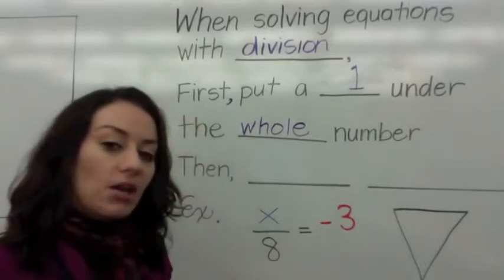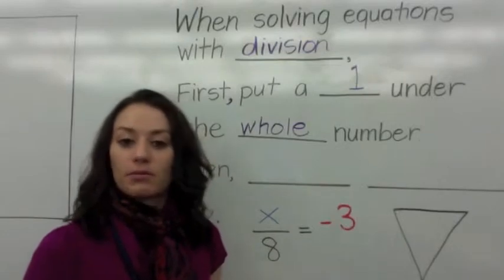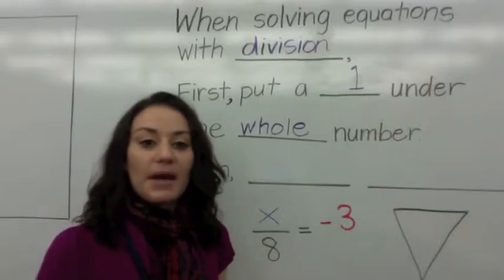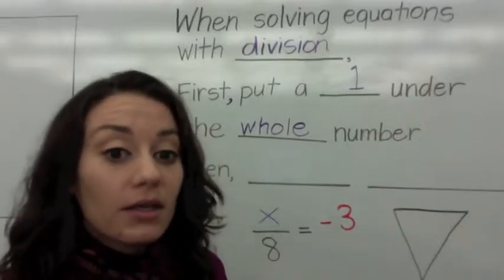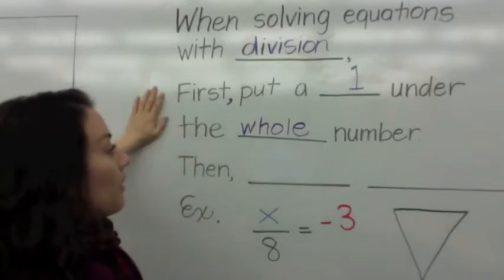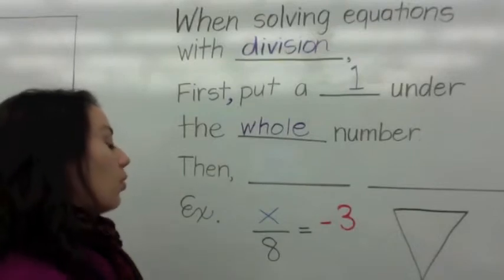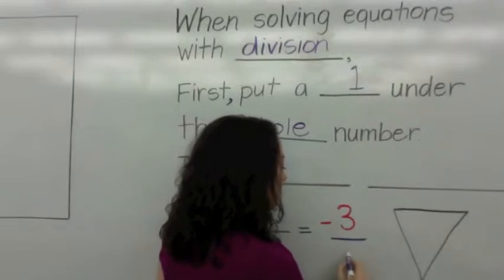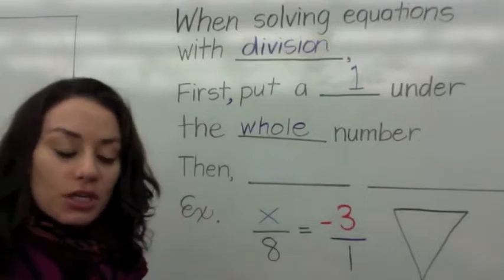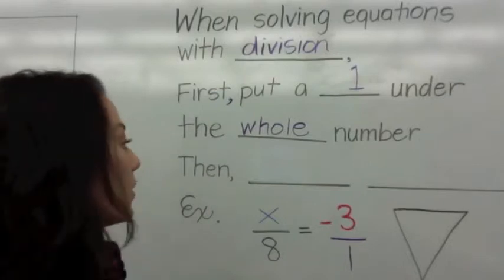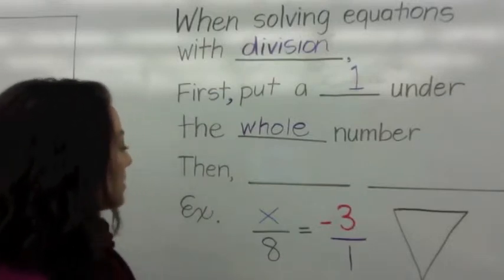You can make any whole number a fraction by putting 1 under the number, by dividing it by 1. So first you would put 1 under the whole number. Under this -3, you're going to put divided by 1. Now that's a fraction. Now that says -3 divided by 1, or -3 over 1. That would be step 1.